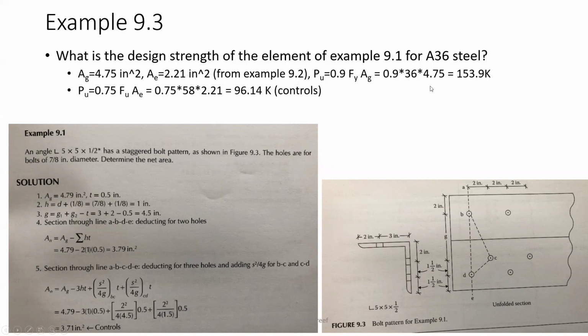So this value here is lower than this, which means this value controls. In other words, the mode of failure is going to be at rupture first before the yielding at the gross area. And this is what it means.